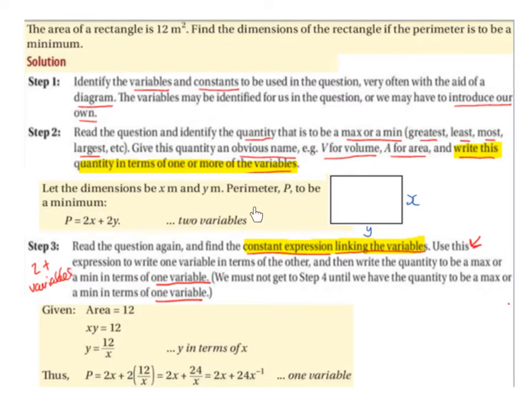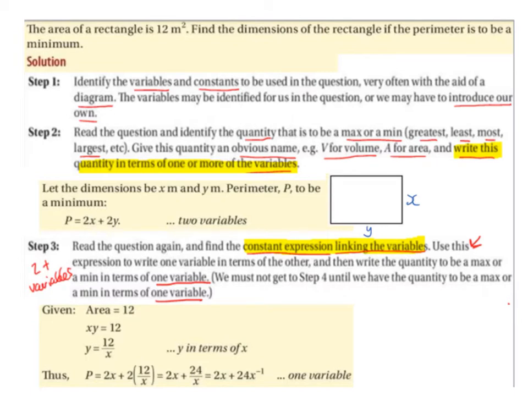Notice that we have two variables, x and y. So therefore we have to use step 3. Step 3: read the question again and find the constant expression linking the variables. Reading the question again, the area of the rectangle is 12 meters squared, so this is going to link the variables. We use this expression to write one variable in terms of the other.